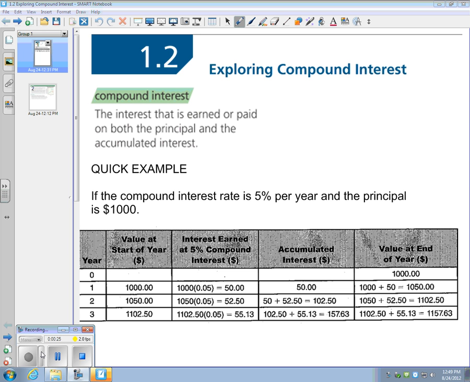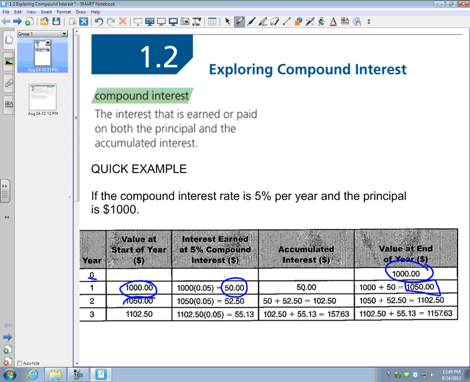So it starts out looking like simple interest. In year 0, we have $1,000. Then we take that $1,000, we times it by 5%, and we've made $50 interest. So far, I've made $50. Now our value is $1,050. Okay, so still looks the same from now.